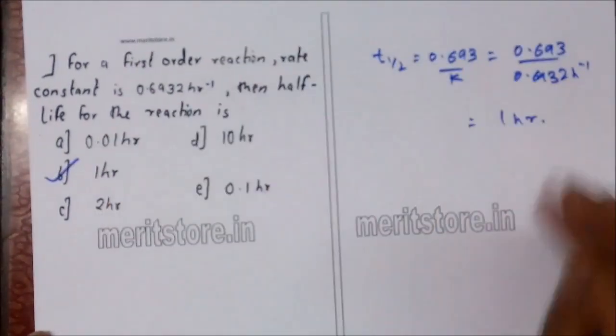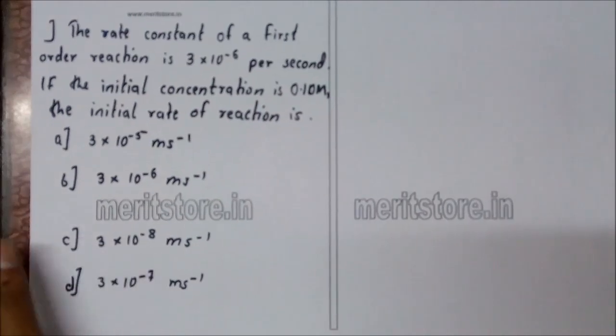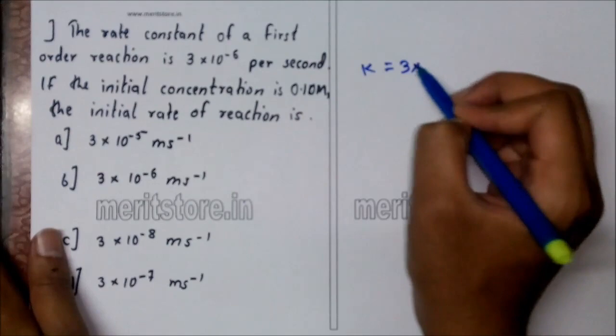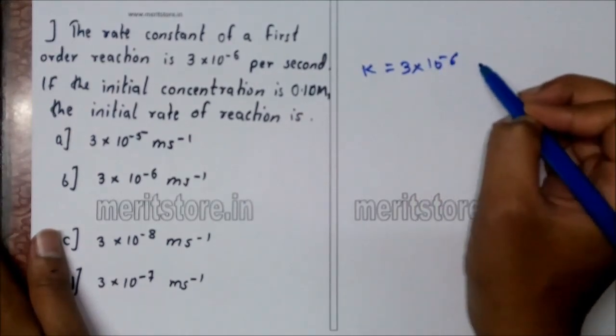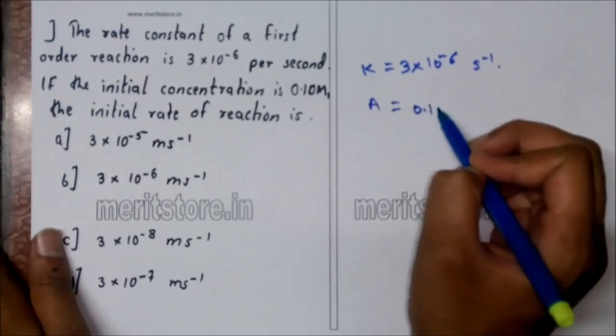So option B is the correct answer. The rate constant for a first order reaction is 3 into 10 raised to minus 6 per second. The initial concentration is 0.10 mole. The initial rate of the reaction is, so given is the rate constant of first order reaction, K is equal to 3 into 10 raised to minus 6 per second, and the initial concentration A is equal to 0.10 mole.